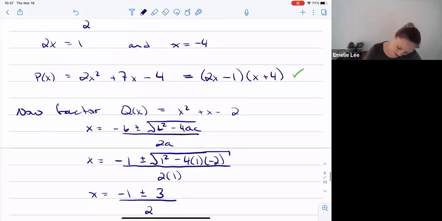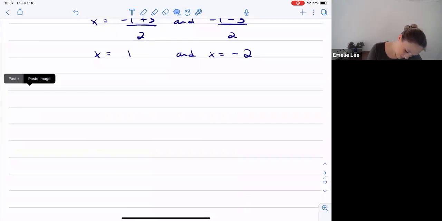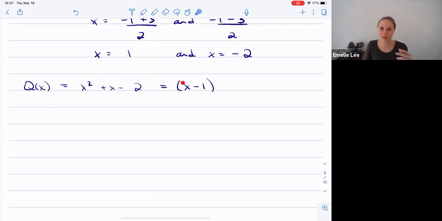So then we've got q of x, which I'm just going to copy here so I'm not scrolling up and down so much. So we have q of x is x squared plus x minus 2, which we can rewrite as x minus 1, because when x equals 1, it has to go to 0, and then times x plus 2, because what we're saying is when x equals negative 2, this thing has to go to 0. So you always kind of do the opposite sign in your factoring.